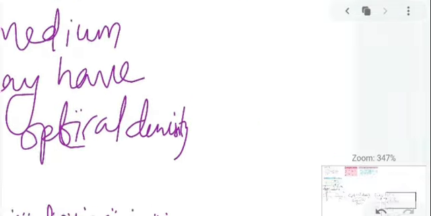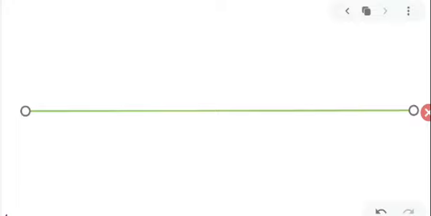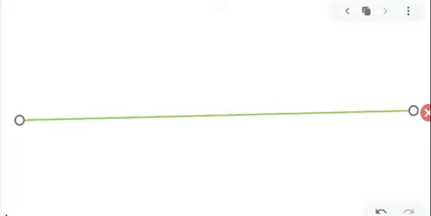So there is this particular case where you have now defined that optical density in the same medium can vary. Now we have built up ample knowledge to understand what the laws of refraction are. Laws of refraction. We have the plane of incidence.